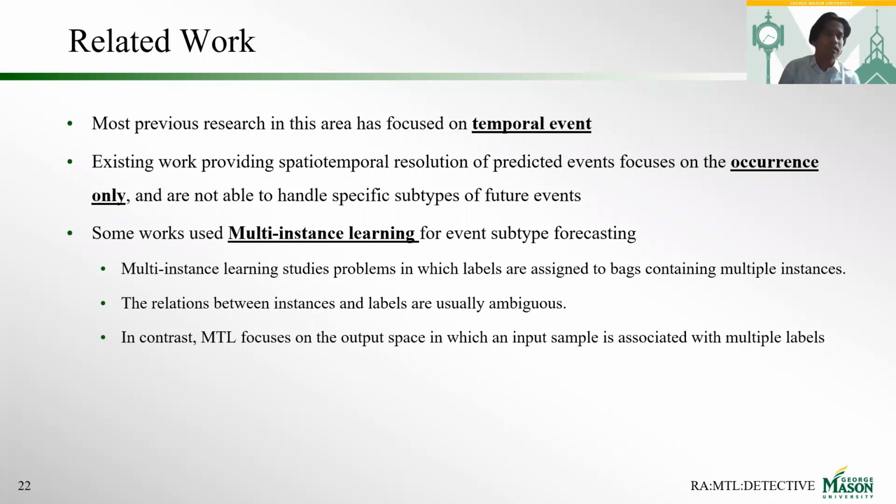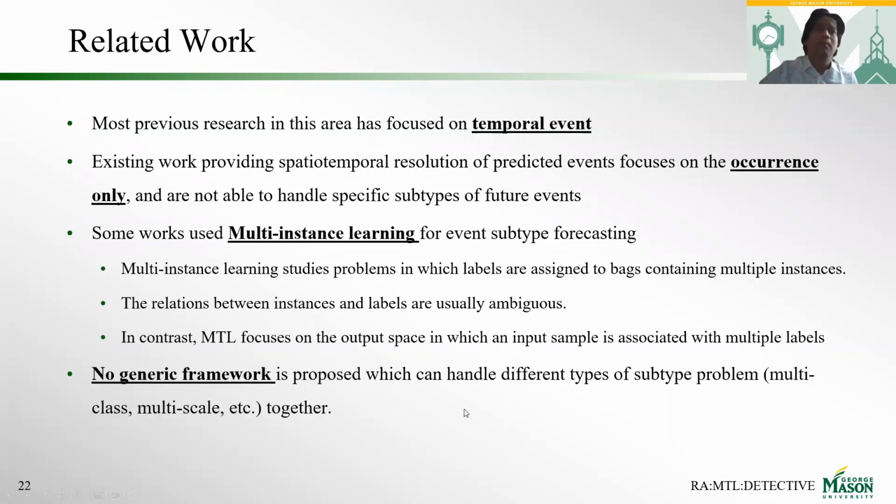In contrast, the approach we are following is multitask learning. It focuses on the output space in which an input sample is associated with multiple levels. So Texas will be assigned to multiple levels, and then from there you choose. That is the idea of multitask learning, right?